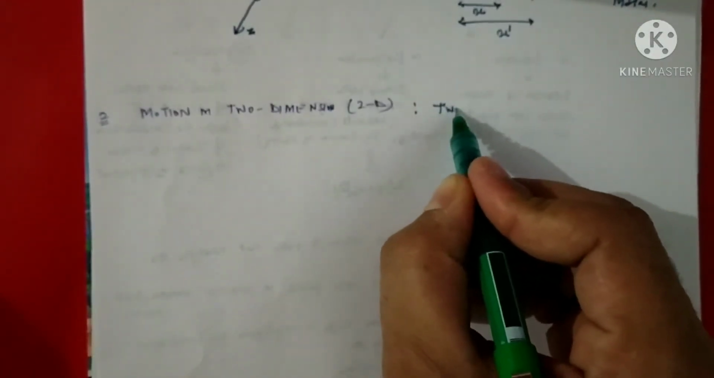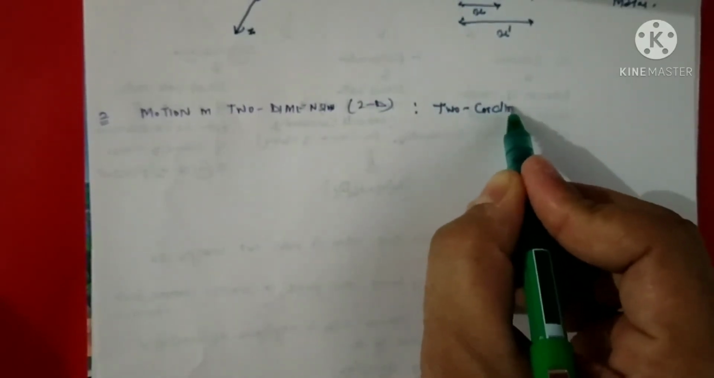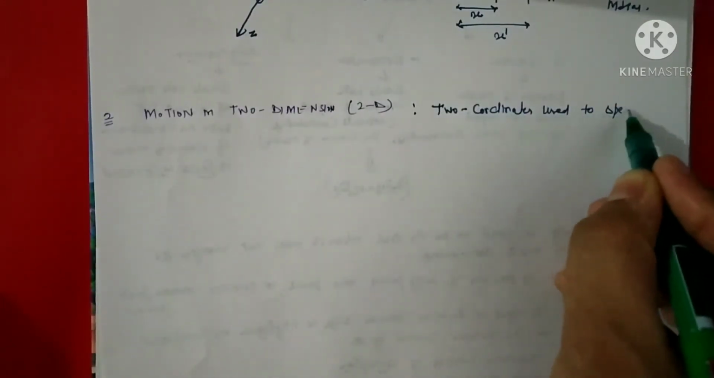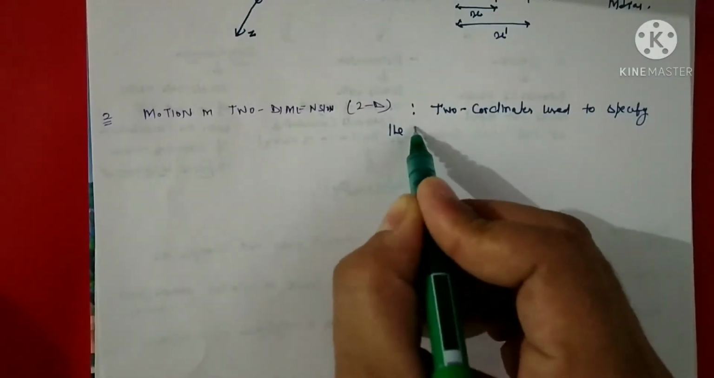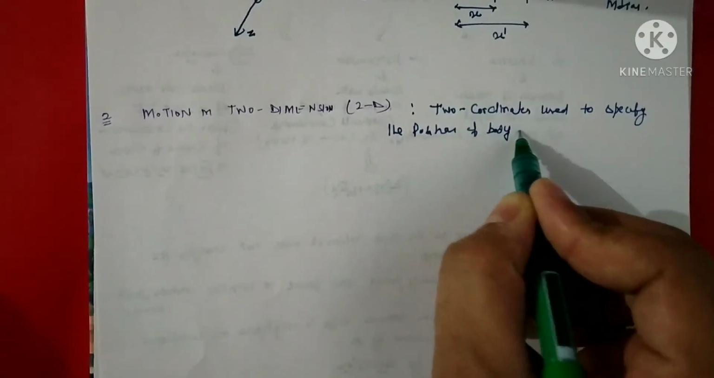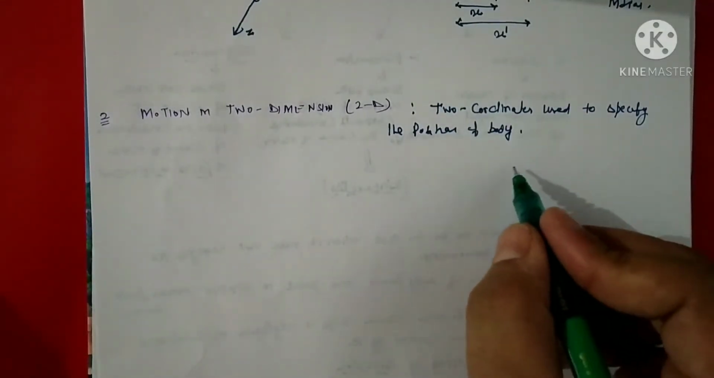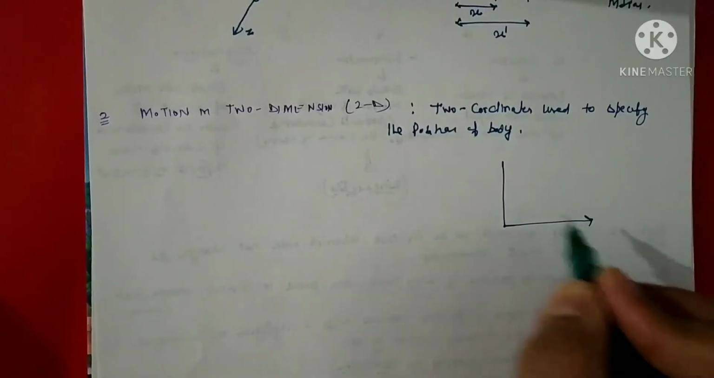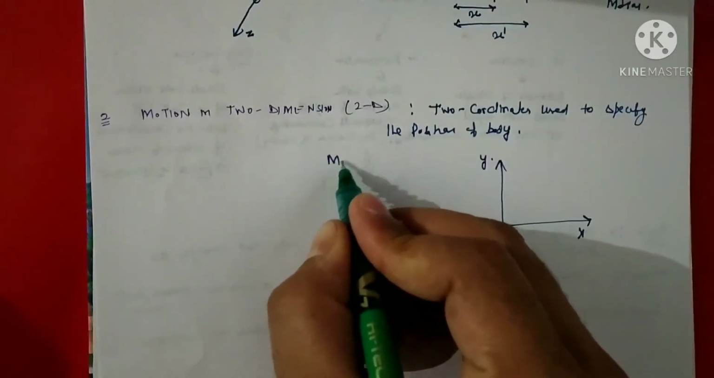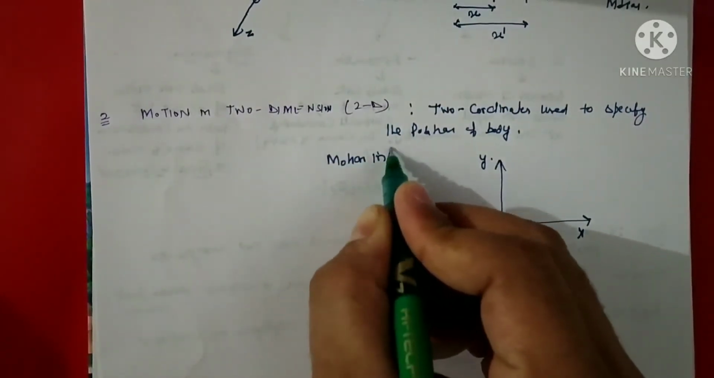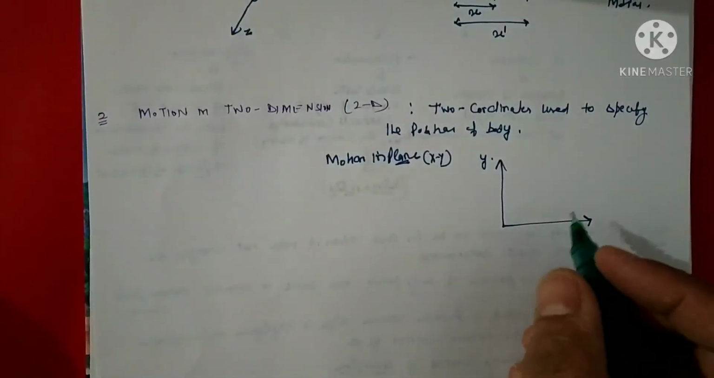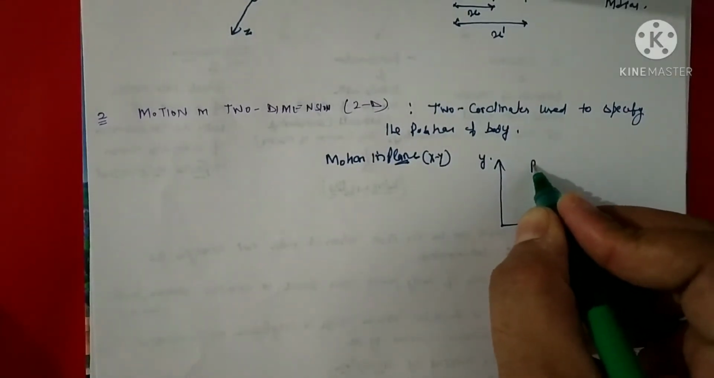It means two coordinates are used to specify the position of the body. Two coordinates mean here we have the x-axis and y-axis. It means motion in a plane. Which one are we taking? The xy plane.